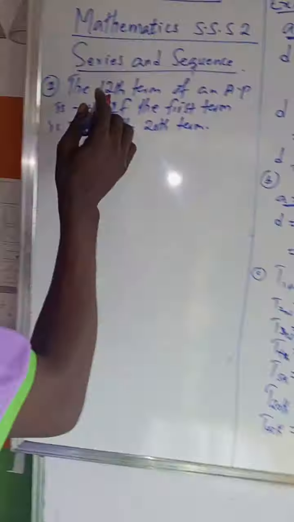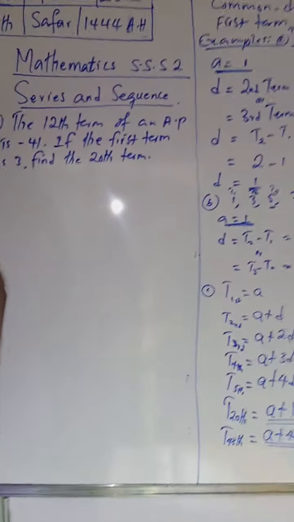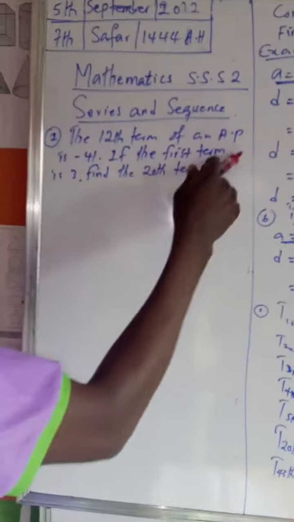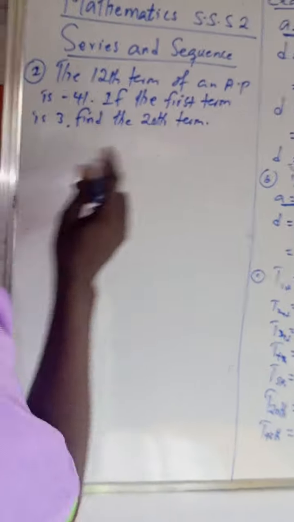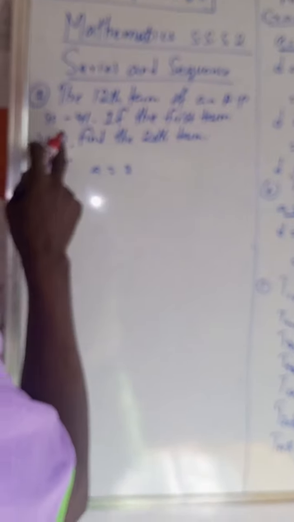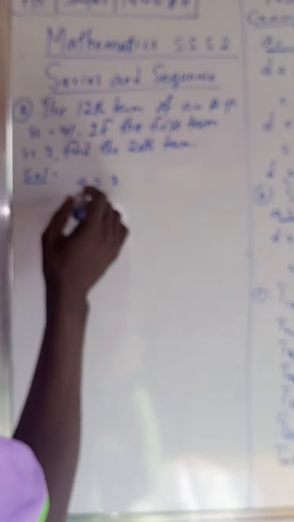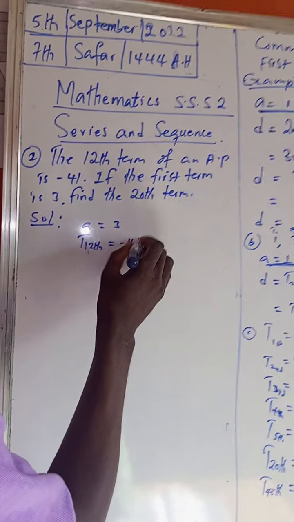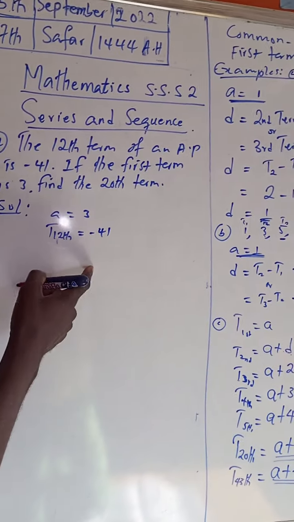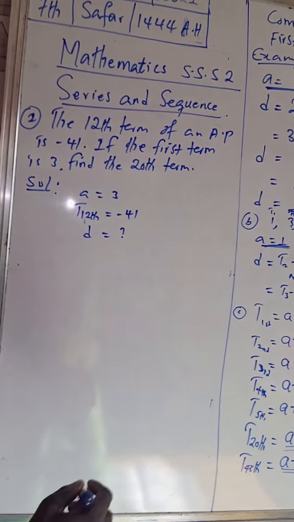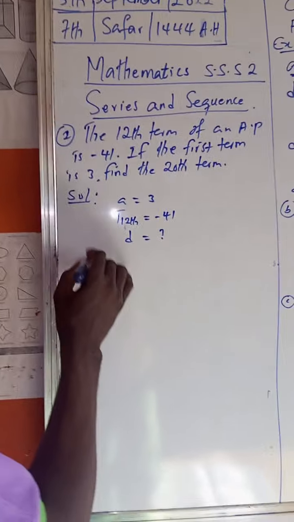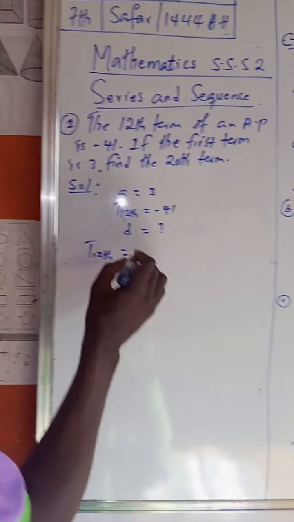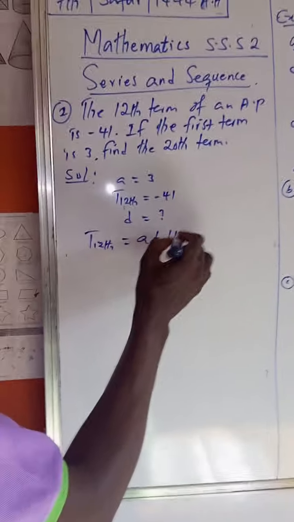Look at this question, under series and sequence. The 12th term of an AP is minus 41. If the first term is 3, find the 20th term. Solution. We know our first term to be 3 here, according to the question, and the 12th term is minus 41. Let's first deal with that one. The common difference we don't know. So our 12th term is equal to a plus 11d.